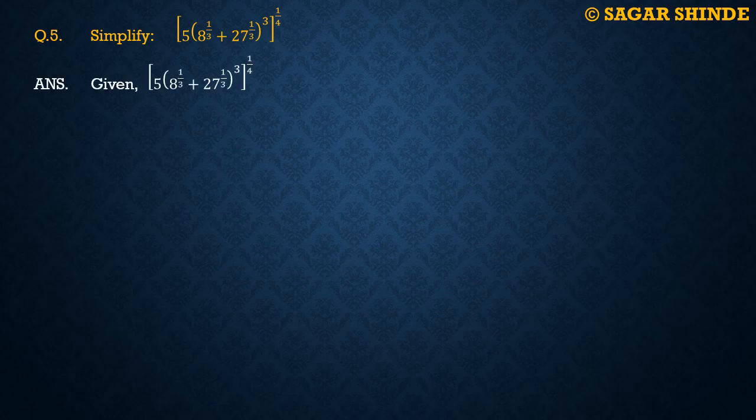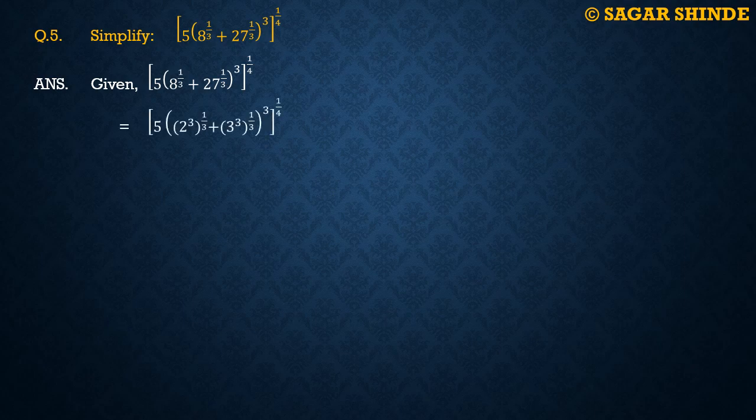Now we know that 8 raised to 1 upon 3 is nothing but cube root of 8, and 27 raised to 1 upon 3 is nothing but cube root of 27. So directly also you can write the answers. 8 raised to 1 upon 3 is nothing but cube root of 8, which can be written as 2, and 27 raised to 1 upon 3 is nothing but cube root of 27, which we can write as 3. Getting it? So you can solve this by using our regular method also.